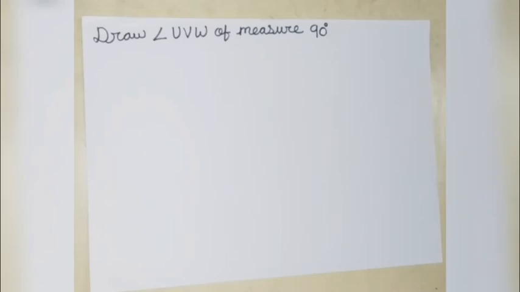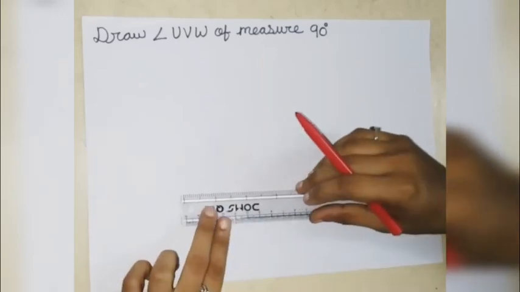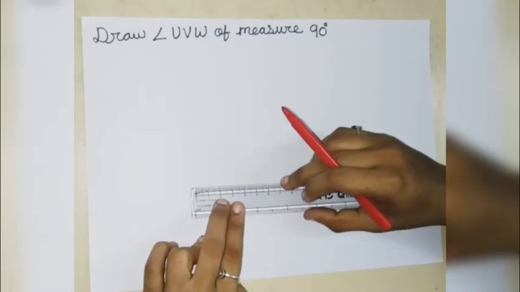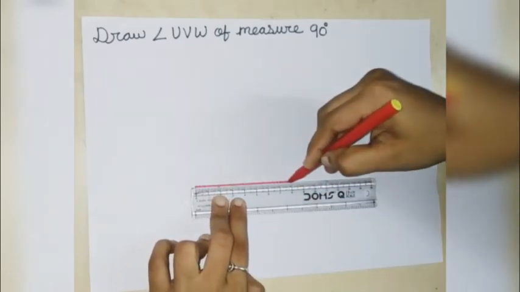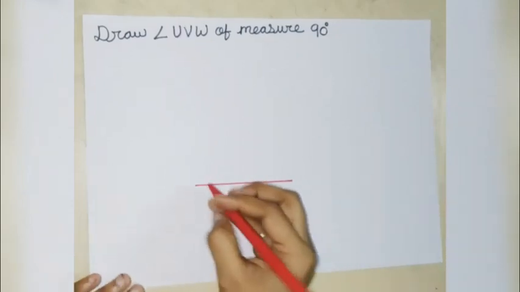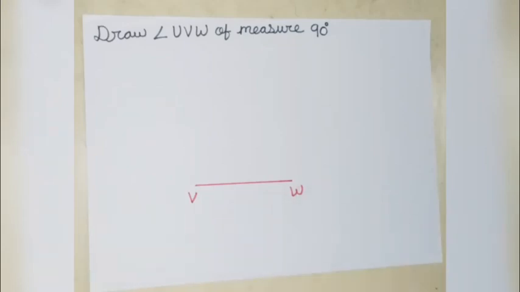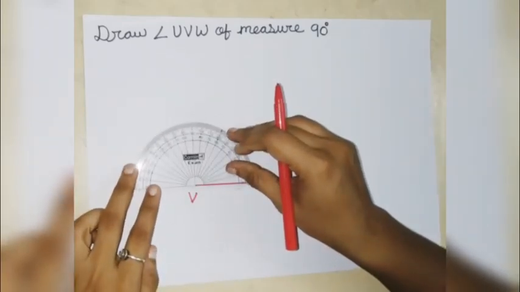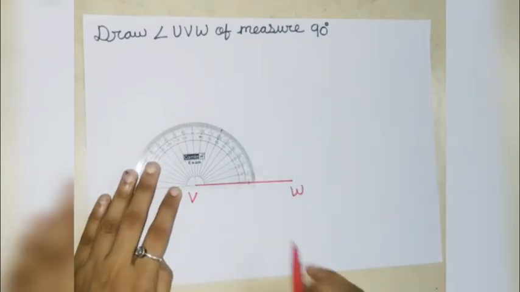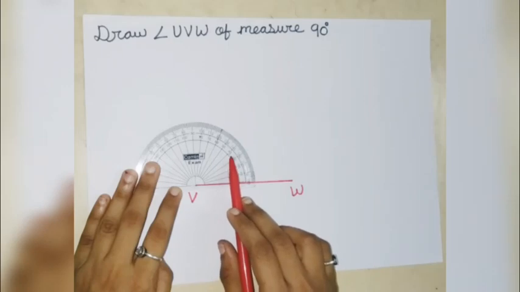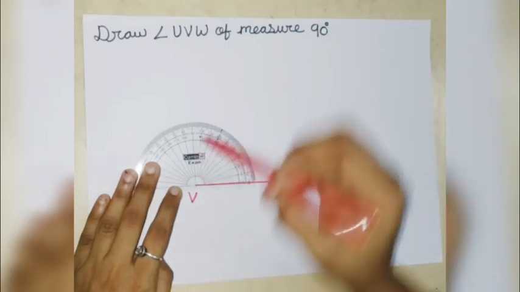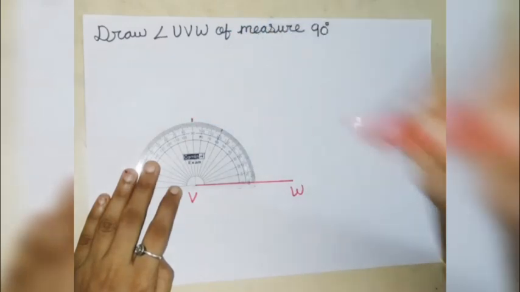Draw angle UVW of measure 90 degree. For that, first we are going to draw arm. Again, I am going to take measure 8 cm. V, W. After that, we will put the center of the protractor on V. From where we will start counting? 0, 10, 20, 30, 40, 50, 60, 70, 80. And here is your 90.